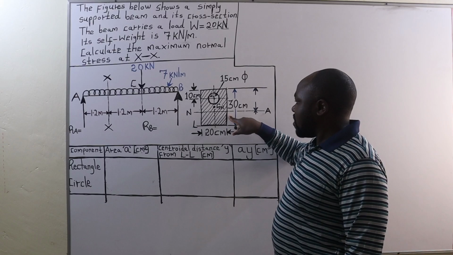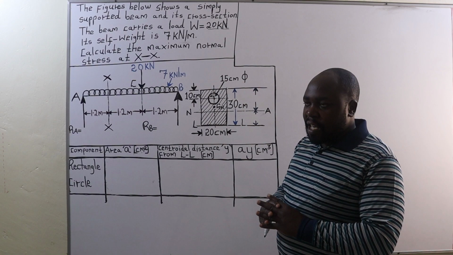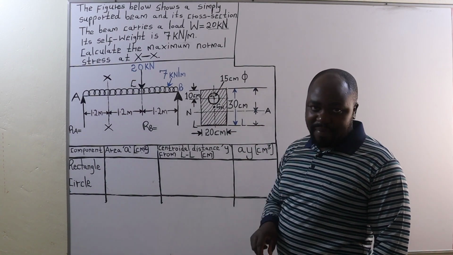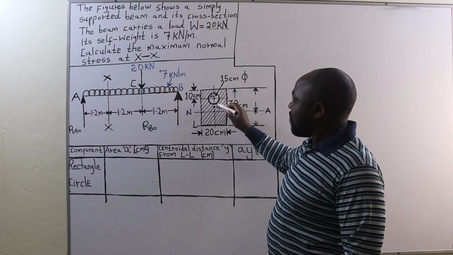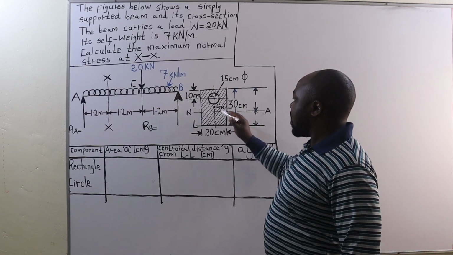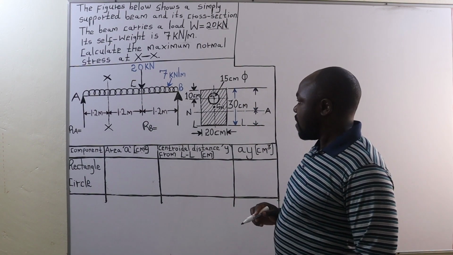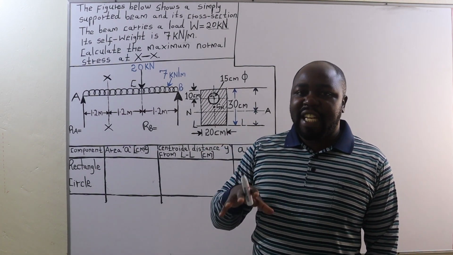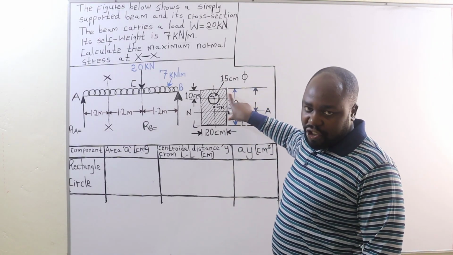This second figure here is showing the cross section of the beam, whose cross section is a rectangular section, but the cross section has a hole, or you can say that the beam is hollow. It has a hole of 15 centimeters diameter. Now, the first thing we are going to do is to locate the center of gravity of this beam section.